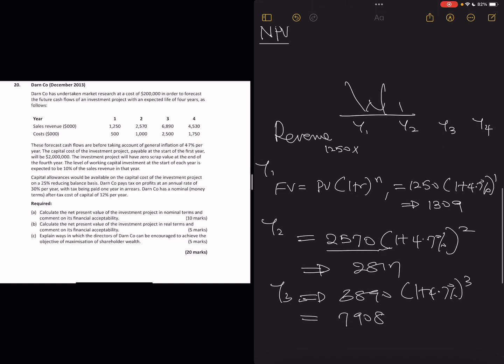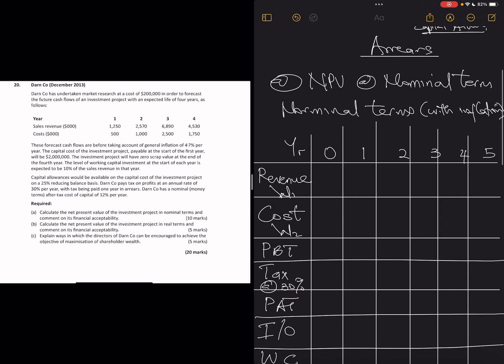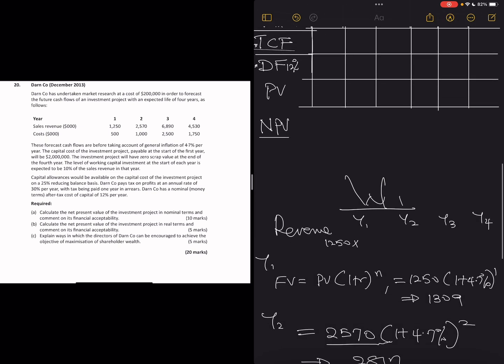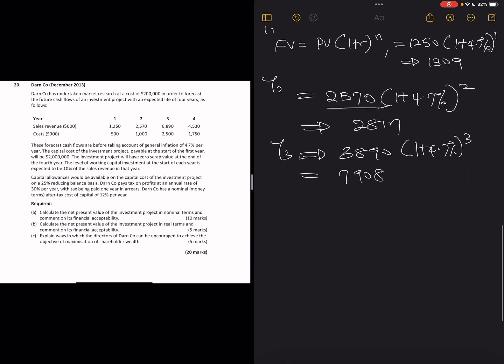And likewise, if you do for year 4, you'll have 5444. So let's plot our revenue. Nothing in year 0, but in year 1 we have 1309, 2817, 7908, then 5444. So that's our revenue.